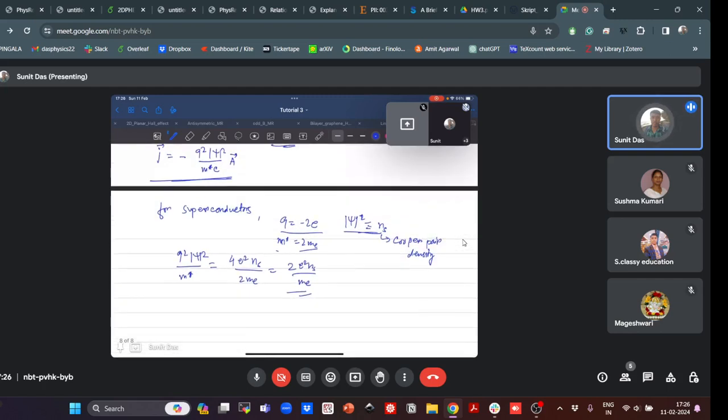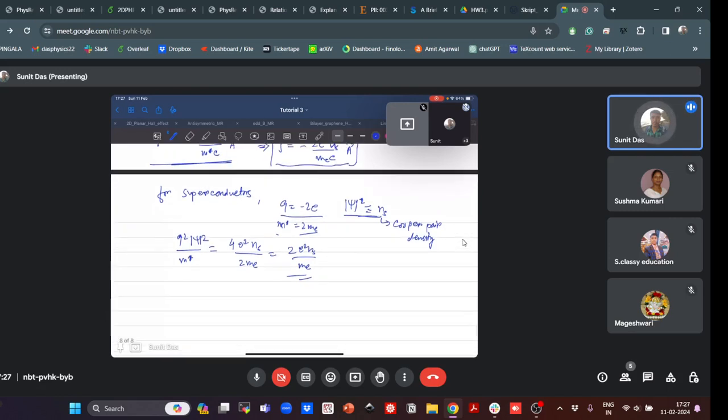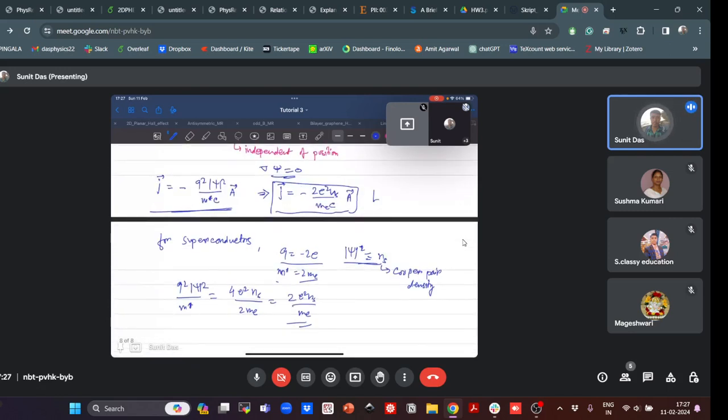So with this we'll have j equal to minus, sorry, 2 e square ns by me c and a, right? So this way, from the Landau-Ginzburg theory we can actually arrive at the London equation. So this can be one question: derive London's equation from the Landau-Ginzburg theory. London's equation. Okay.